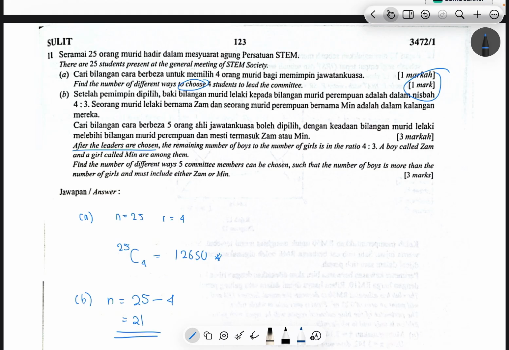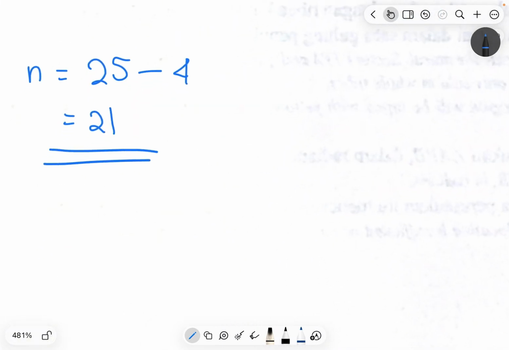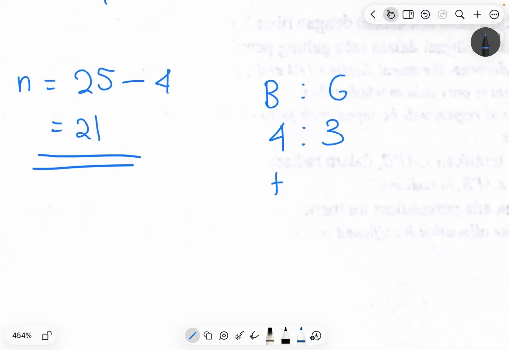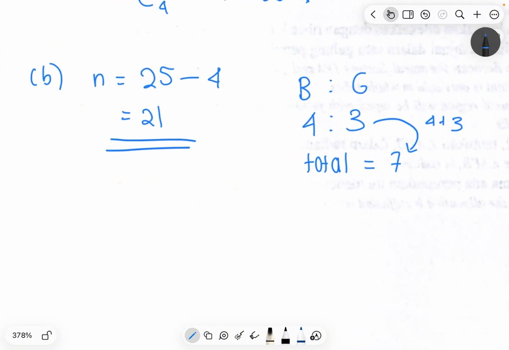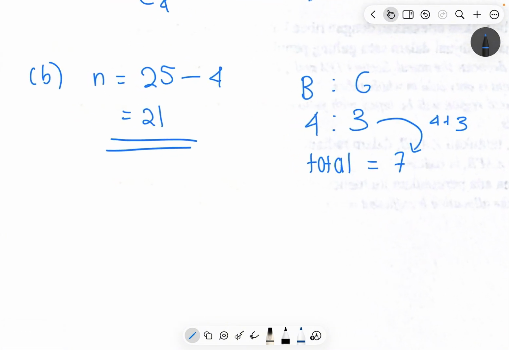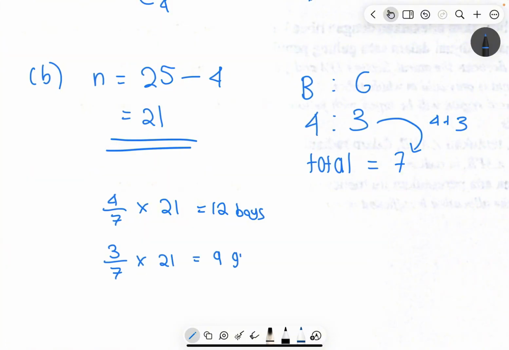So this means that the ratio of boys remaining to girls is 4 over 3. So in total we have 7, because it's 4 plus 3. Now we're talking about probability, but we want to find the actual number. So just like maths, to find boys, 4 over 7 times 21, we get 12 boys. And for girls, 3 over 7 times 21, and we get 9 girls.